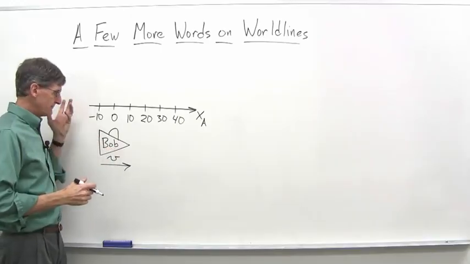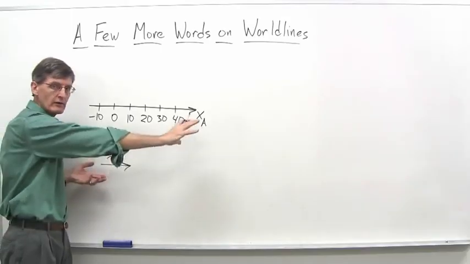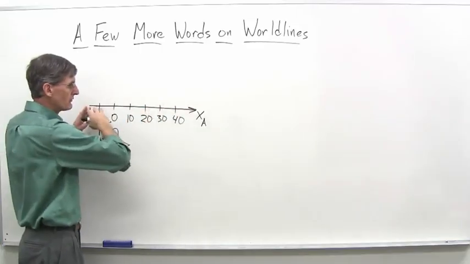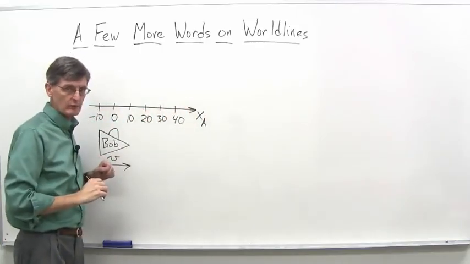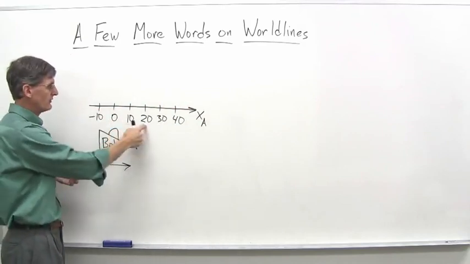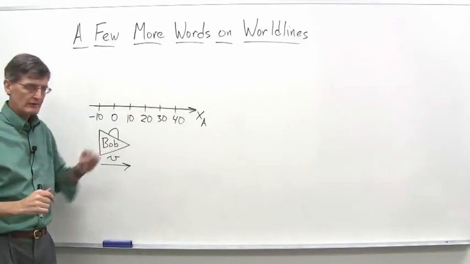So again, let's imagine a situation. We've got Bob in his spaceship traveling at velocity v here. Here's Alice. Alice is doing the measuring. This is her lattice of clocks, her measuring stick, as it were. We've just chosen different units here: minus 10, 0, 10, 20, 30, 40 on her measuring lattice there.